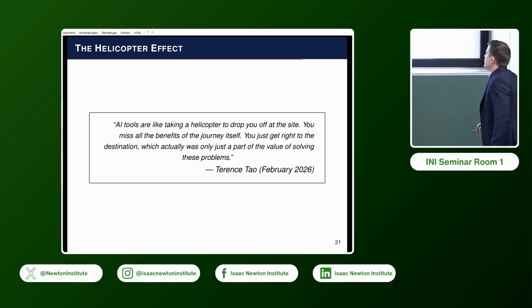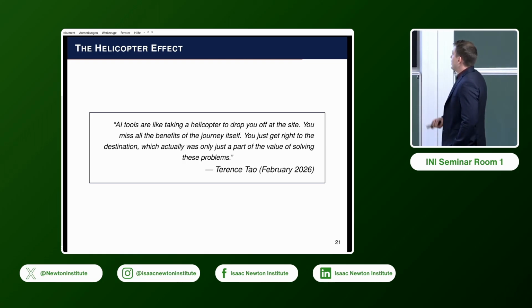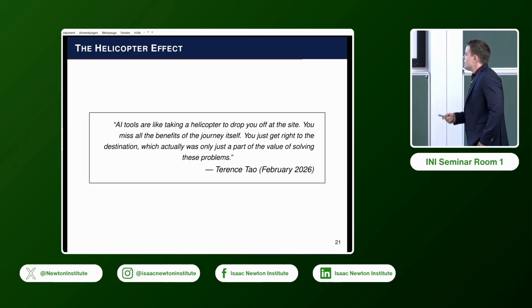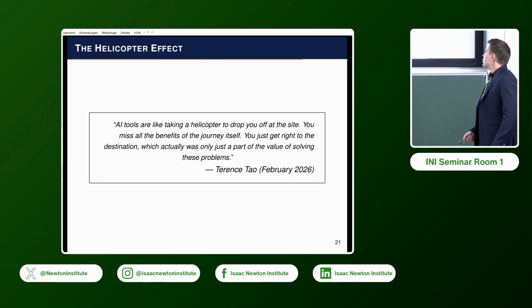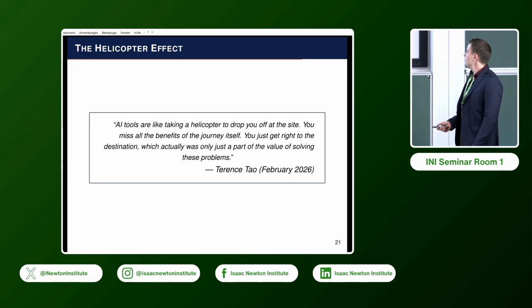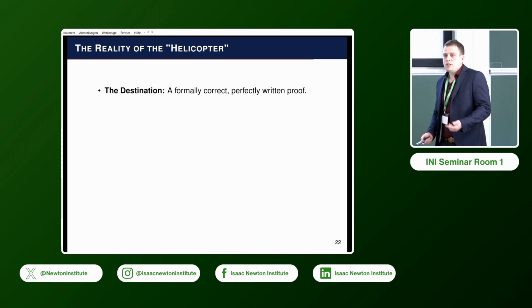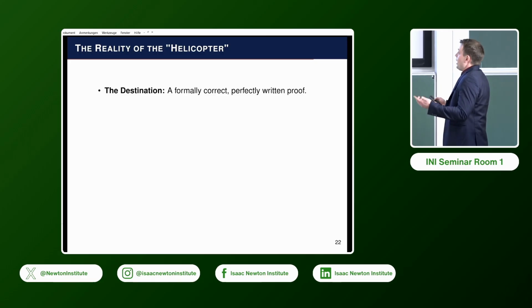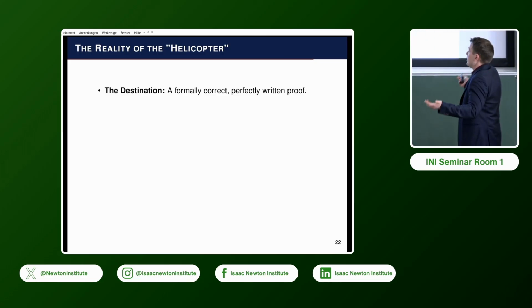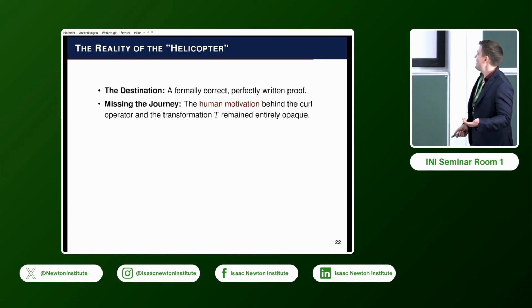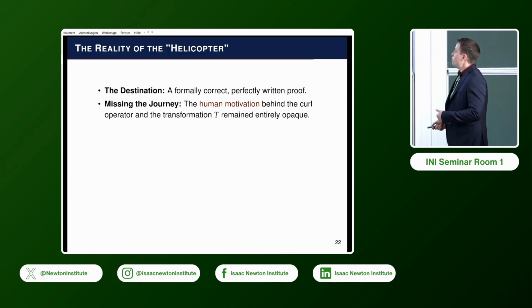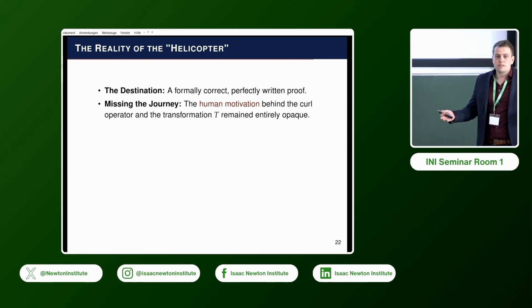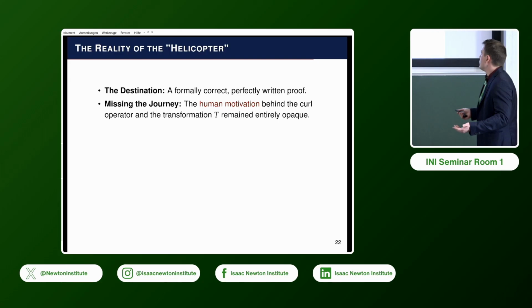Terence Tao said at the beginning of this year that AI tools are like taking a helicopter to drop you off at the site. You miss all the benefits of the journey itself. You just get right to the destination, which actually was only a part of the value of solving these problems. I think his description pretty much applies to our situation. The destination, we arrived there: we got a formally correct, perfectly written proof. But we missed the journey. We do not understand the motivation behind the operator, the transformation T. Everything appeared pretty random to us.